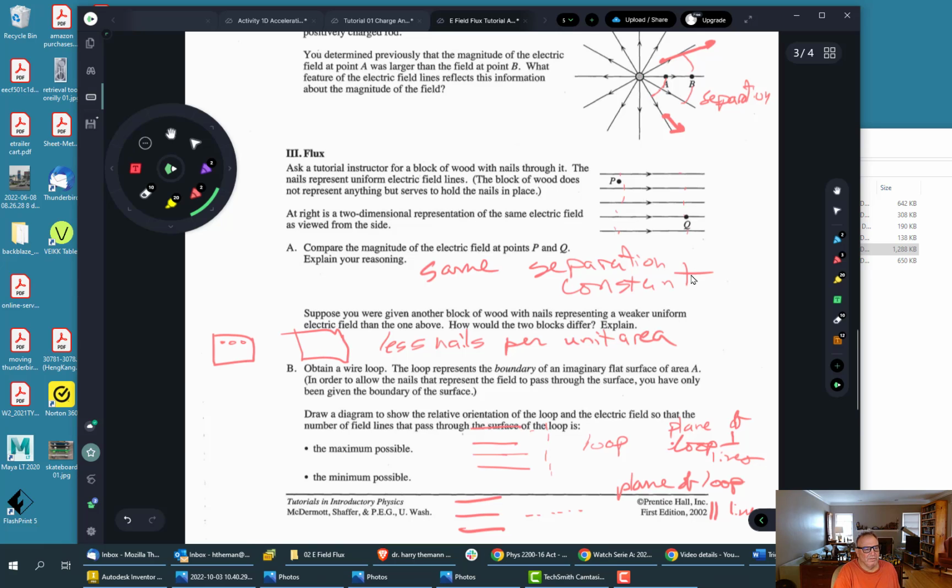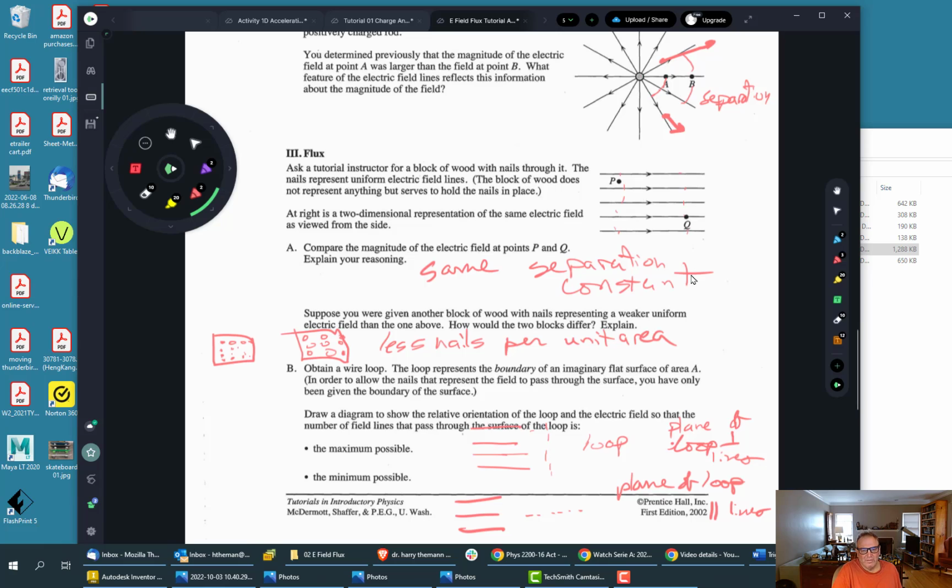So if I have 1, 2, 3, 4, and 2, 3, 4, so I have a grid of 4 by 4 as opposed to 3 by 3, then there'd be fewer nails per block if they're the same size block. That means this is a lesser field. Or you just divide by the area. That's what normalization means, that you're simply getting a number that lets you compare. So it's better to go not nails per block, but nails per unit area in the block, and then you can get the best comparison.